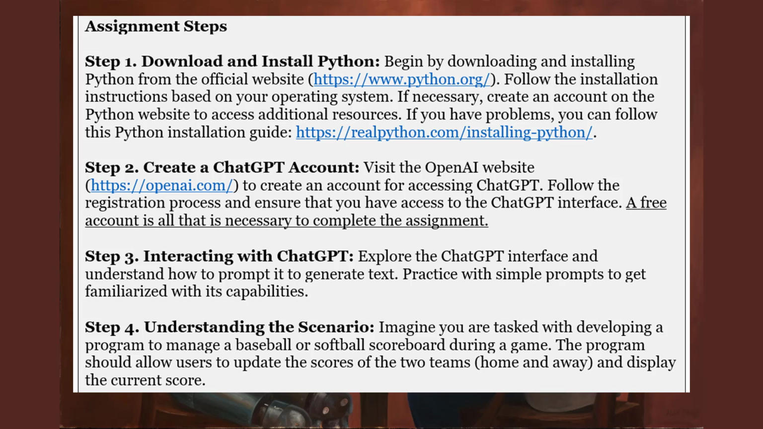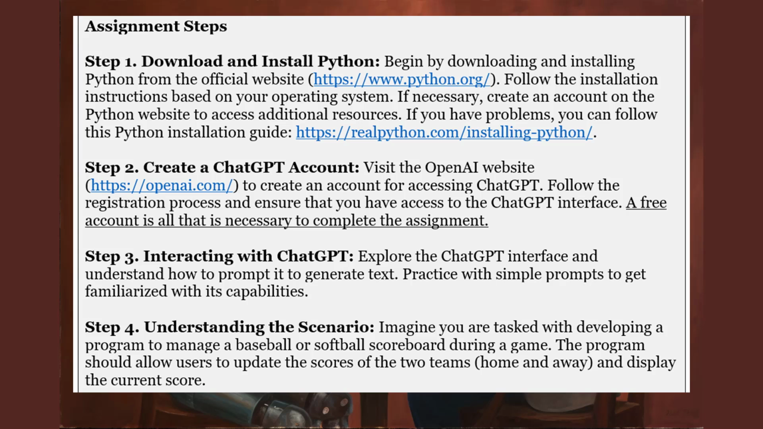Step 2 is to create a ChatGPT account. Visit the OpenAI website to create an account for accessing ChatGPT. Follow the registration process and ensure that you have access to the ChatGPT interface. A free account is all that is necessary to complete the assignment. Step 3 is interacting with ChatGPT. Explore the ChatGPT interface and understand how to prompt it to generate text. Practice with simple prompts to get familiarized with its capabilities.